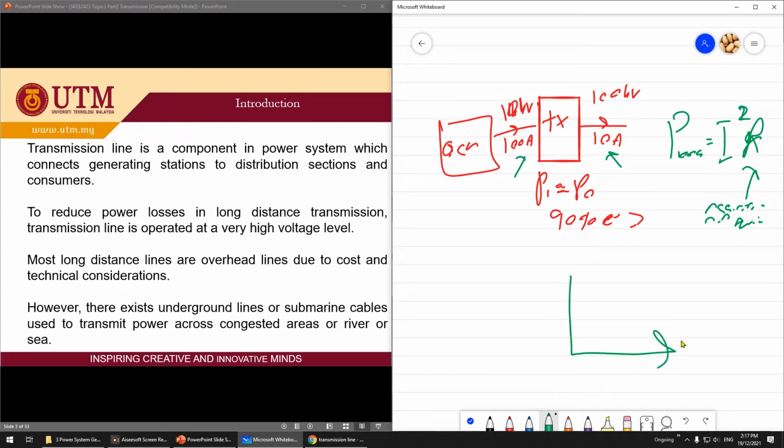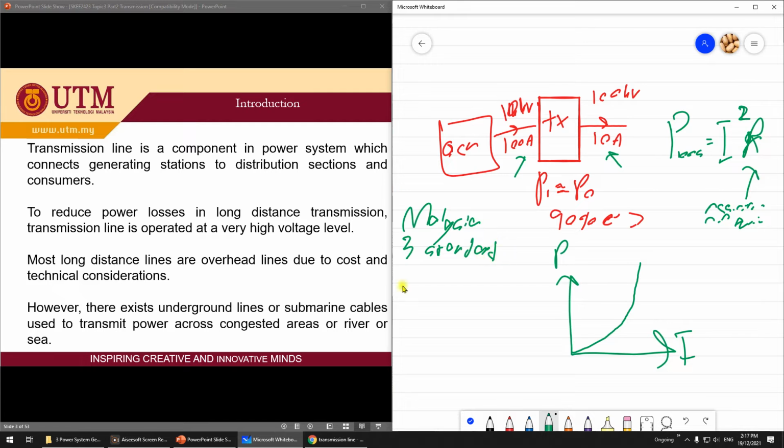If I plot this, this is P, the power loss becomes like this. The higher the current, the higher the power loss. That's why we have to reduce the current. To do that, we have to increase the voltage. That's why in transmission lines the voltage is very high. For Malaysia, you have three standards.